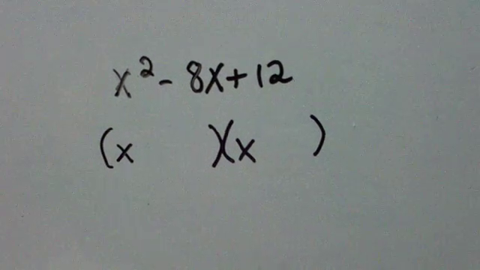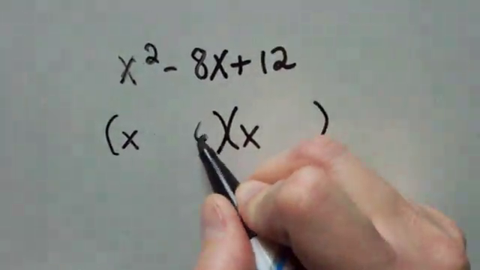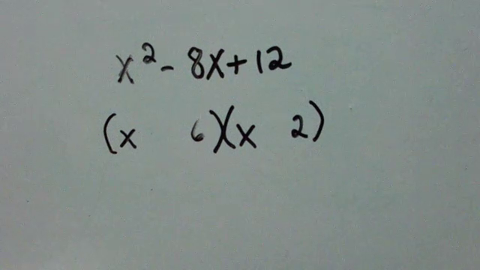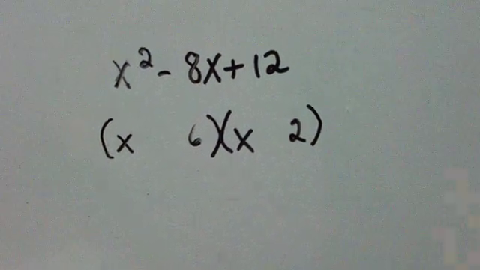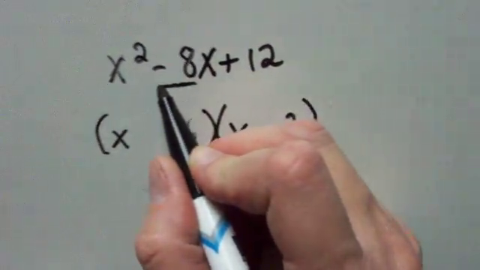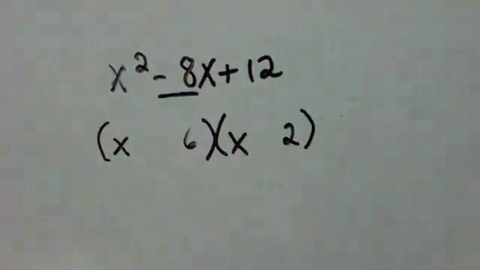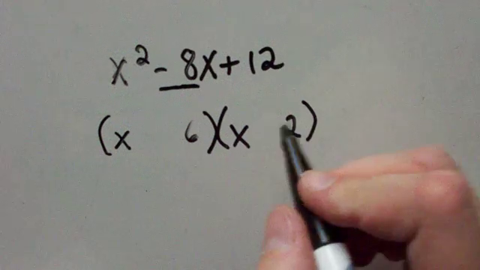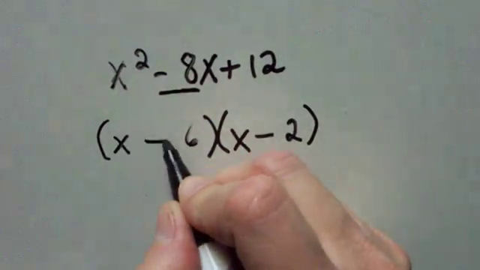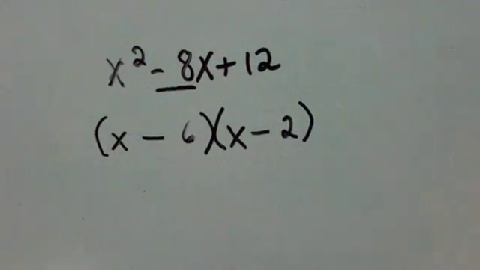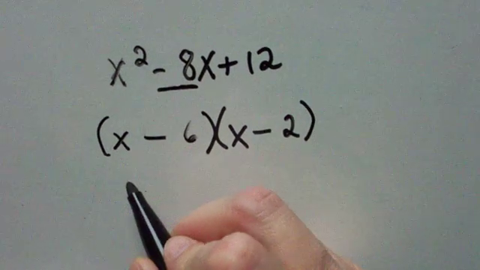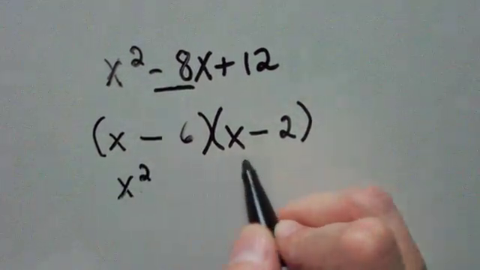How about 6 and 2? 6 times 2 is 12, but we need them to add up to be a negative 8 and multiply to be a positive 12. How can we do that? What if we made both numbers negative? Let's test that.